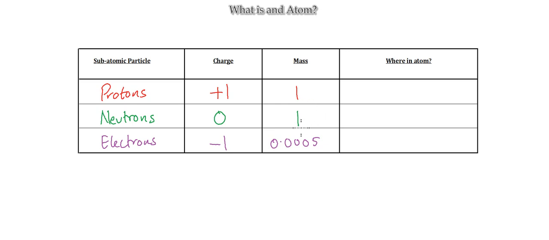Comparing protons or neutrons to electrons, we can see that they're quite heavy in mass compared to electrons. Now, where exactly do each of these subatomic particles lie in the atom? So we know protons lie in the nucleus. Then we have the neutrons that also lie in the nucleus. And then we've got the electrons, which lie in the shells.